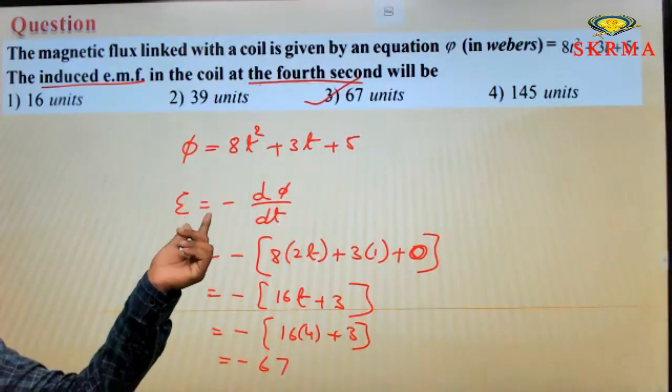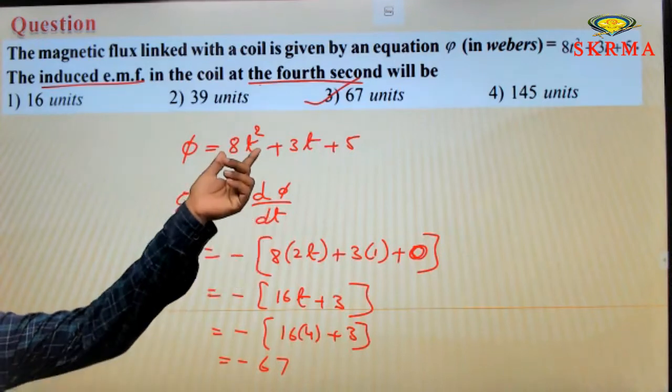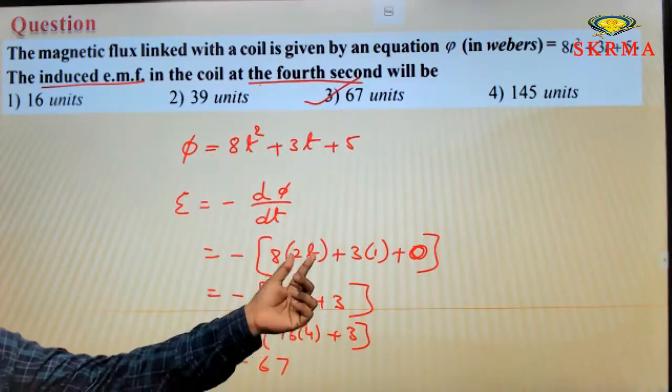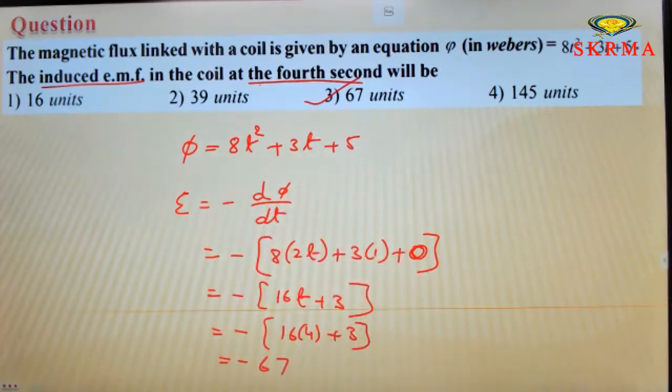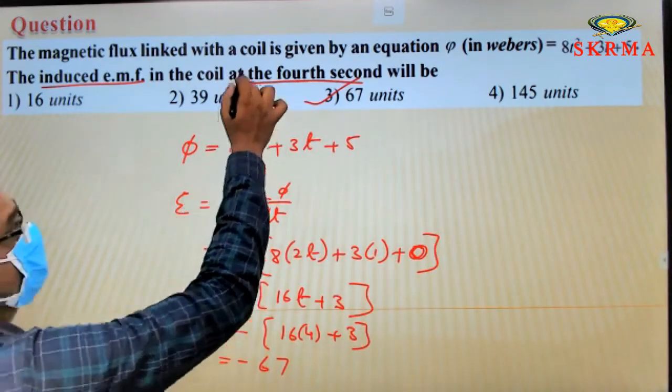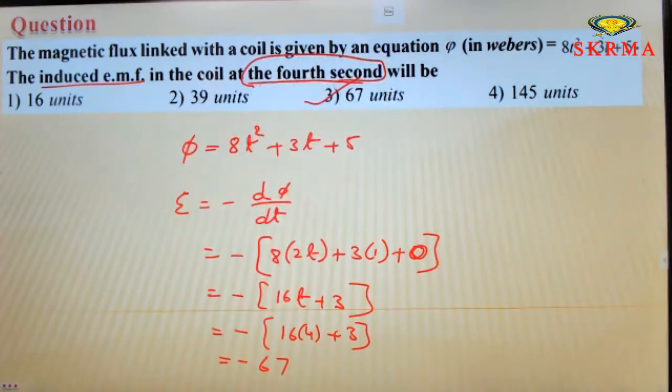So induced EMF equal to minus d phi by dt. Now take derivative of this one. T square derivative is 2t, 3t derivative 3 only, 5 derivative 0. Now he is asking about induced EMF at 4th second. Now for that one, substitute t equal to 4. Then you will get the answer.